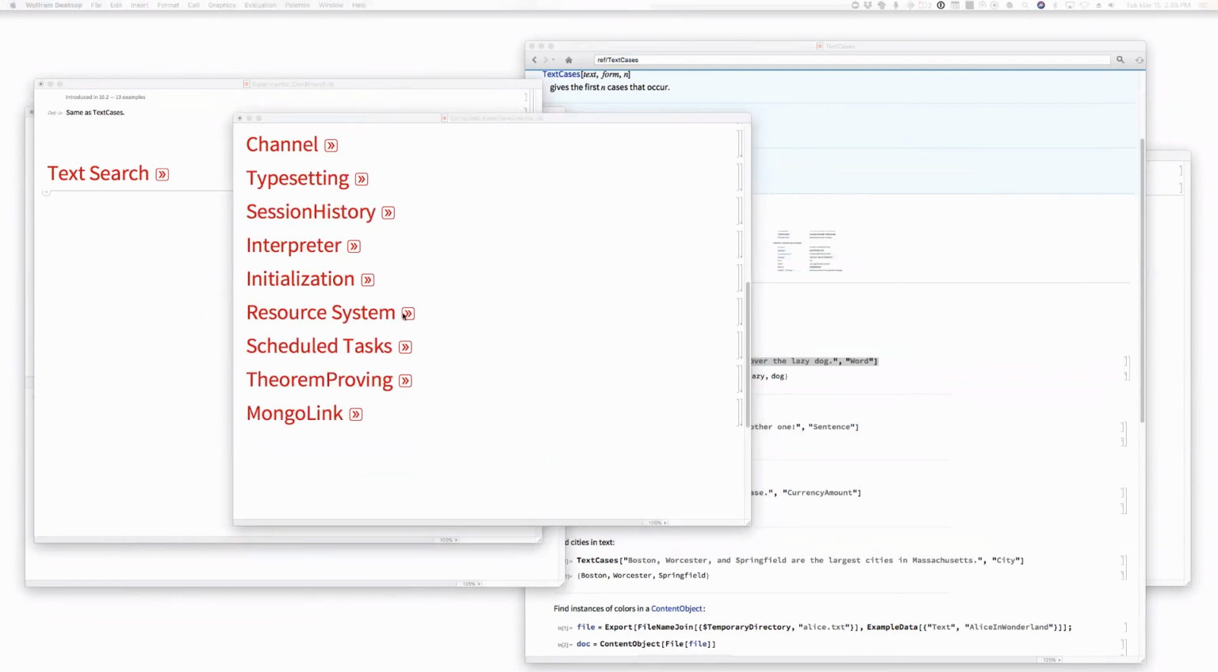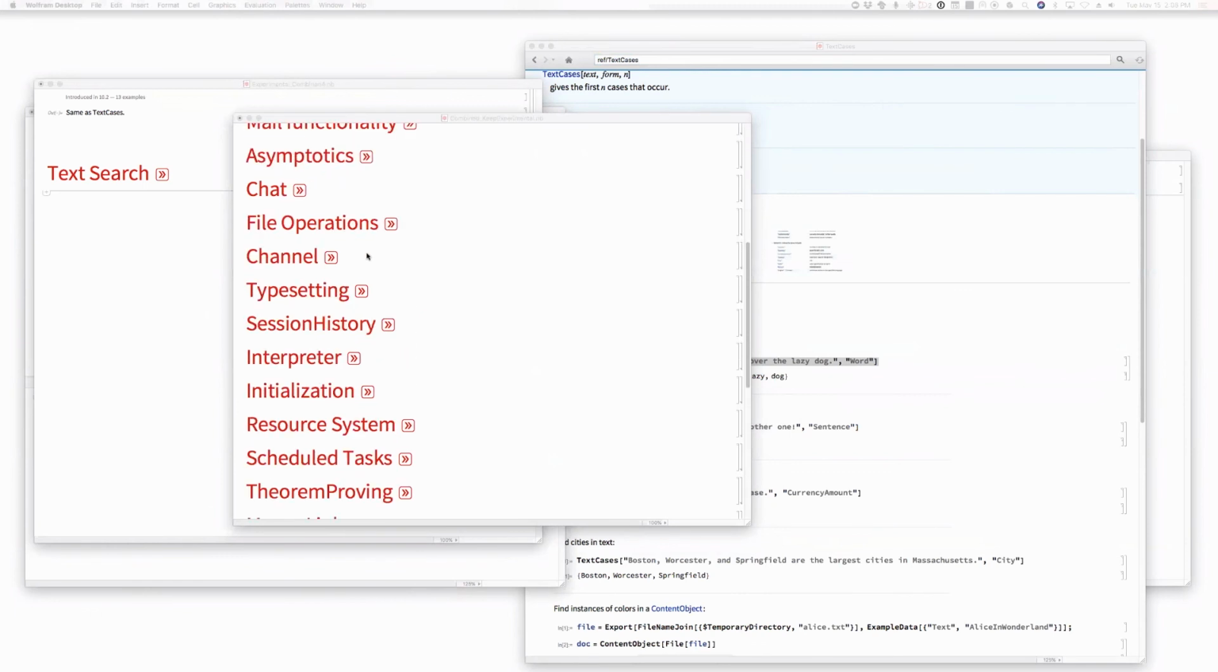Okay. In any case, no, we need to look through these. There are plenty of things here which do not need to stay experimental.